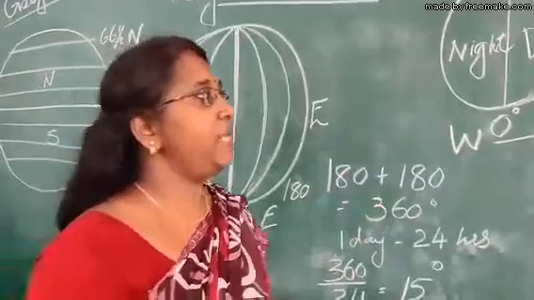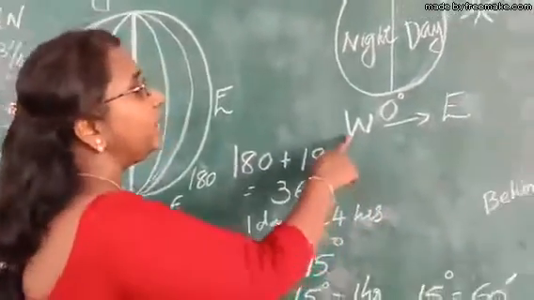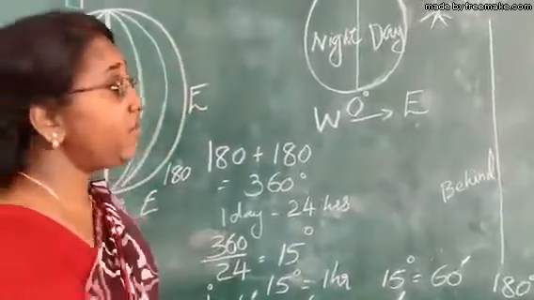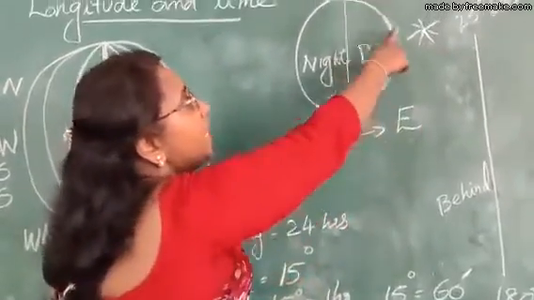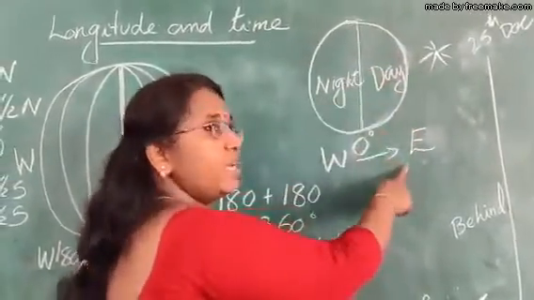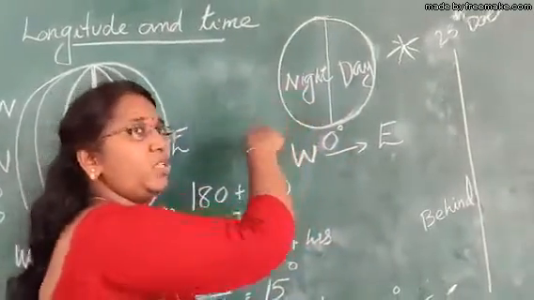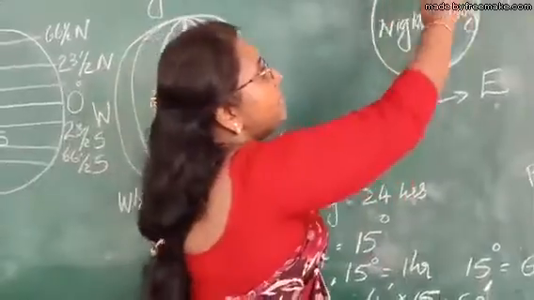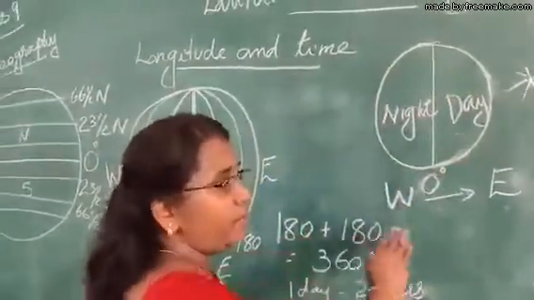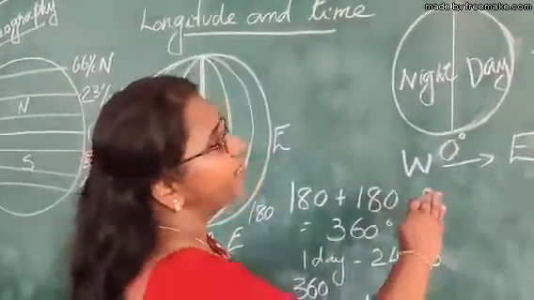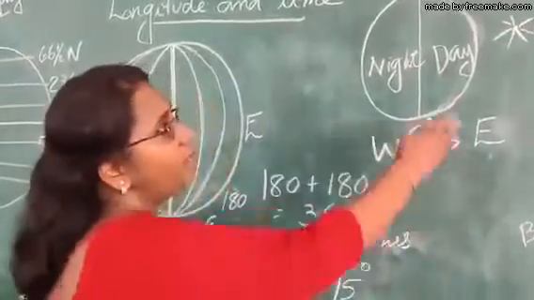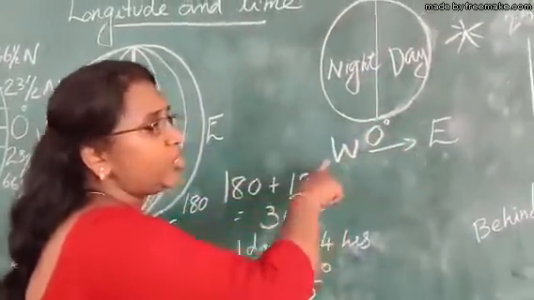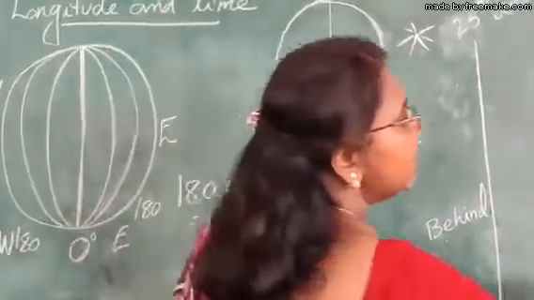Why does it happen? The main reason is that the earth rotates from west to east. Its rotation is from west to east. So the places in the east face the sun first, and then the places in the west face the sun later. Since it is a spherical shape, we cannot have much clarification and explanation with the help of this diagram. So let us represent this spherical shape as a flattened surface.